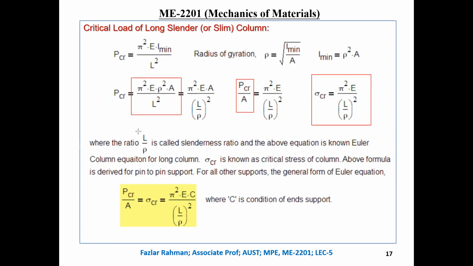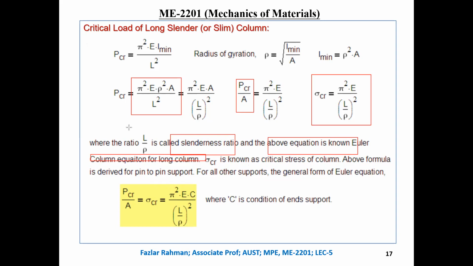Where L by rho is called slenderness ratio, that we already discussed in the last class. So the above equation is known as Euler equation for long column. And sigma critical is known as critical stress of column. The above formula is derived for pin-to-pin support.